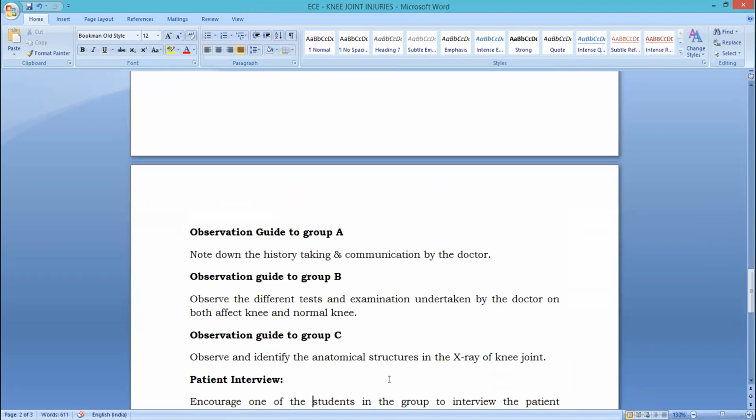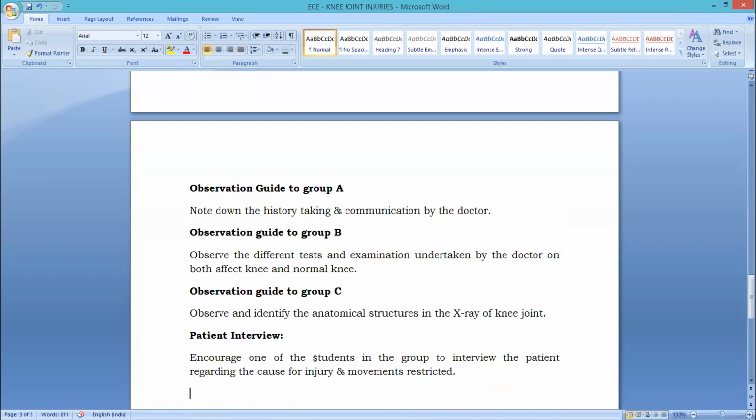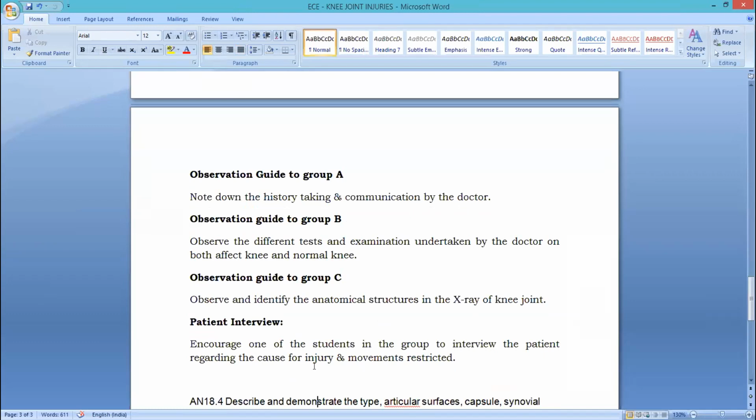We can divide the students into 3 groups. One group can observe the history taking and communication by the doctor. The other group, the different tests and examination undertaken by the doctor for both the affected knee and the normal knee. One more group can observe and identify the anatomical structures in the X-ray of the knee joint. We can encourage the students to communicate with the patients for better communication skills.